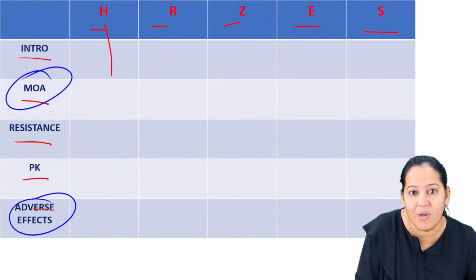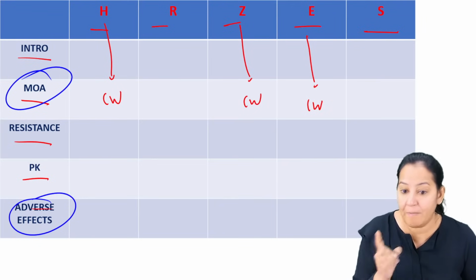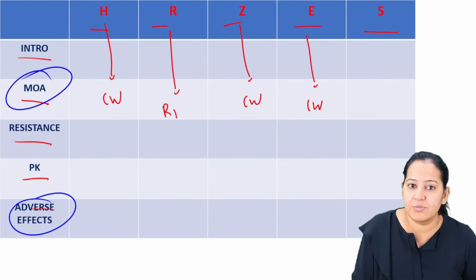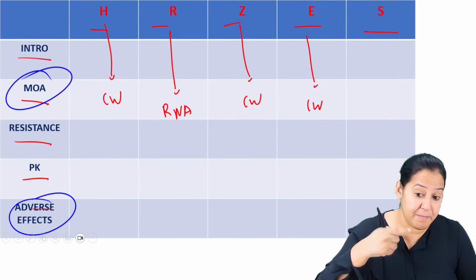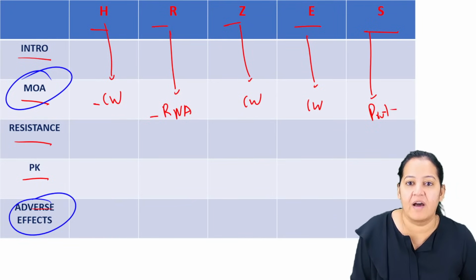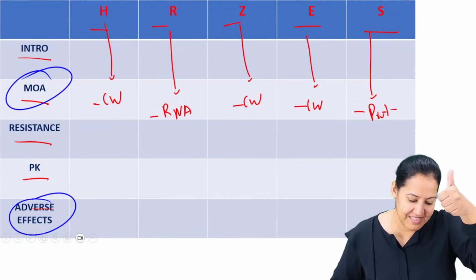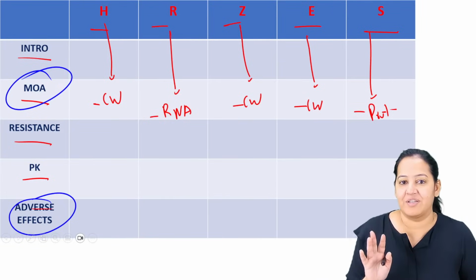What easier way can I tell you? This one inhibits cell wall. This one also inhibits cell wall. This one also inhibits cell wall by a different enzyme. R for R, this one inhibits RNA by inhibiting the enzyme DNA-dependent RNA polymerase. And this one inhibits protein. Cell wall, RNA, cell wall, cell wall, protein. And you know the enzyme in all of them. Give me a thumbs up. Say yes. Got it. Mechanism of action is done.